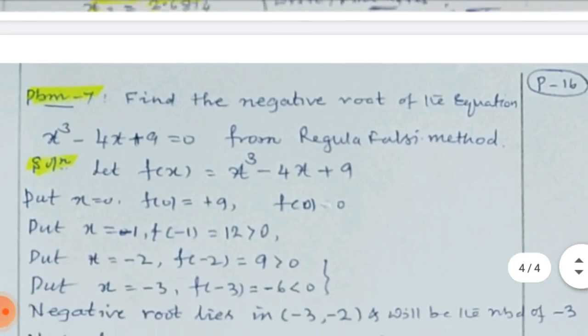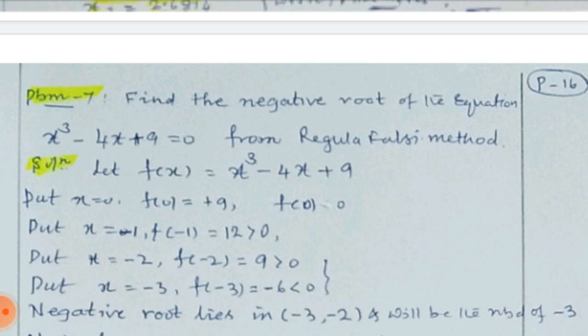So once again, problem 6 is a transcendental equation. By regular falsi method, we found the numerical solution. Now, problem 7. Find the negative root of the equation x cube minus 4x plus 9 equal to 0 by regular falsi method, or by the method of false position.